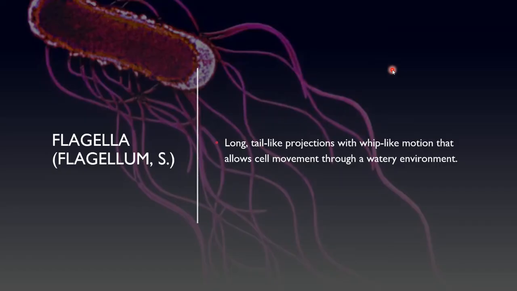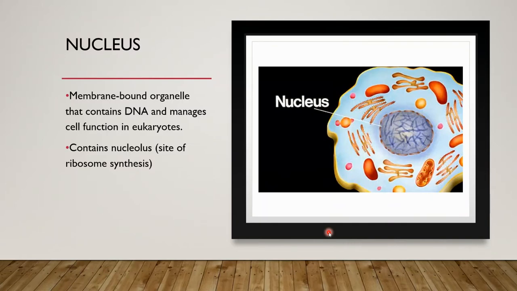In contrast, the term flagella is just a long tail-like projection. These contain the longer tails, and these are for sure used in locomotion. An example of a human cell with flagella would be a human sperm cell. So once again, flagella are just long tail-like projections that whip their tails around and allow the cell to move through watery type environments.